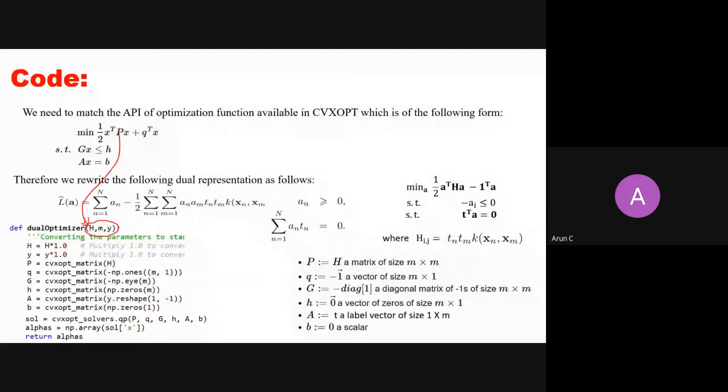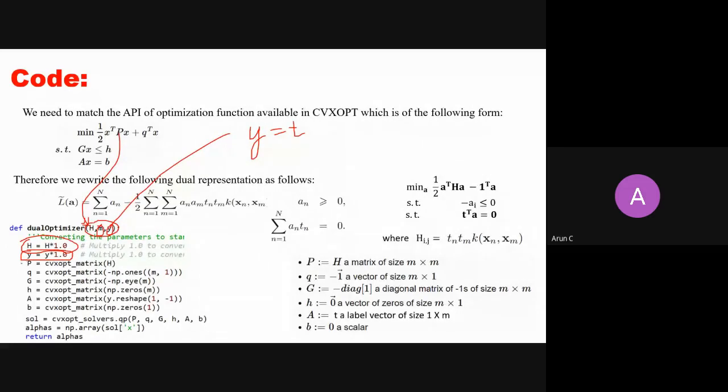How many vectors do you have, and what is your target label? So it is the T vector here. So Y is nothing but your target T, right? Y is nothing but the T vector, right? And here you are defining everything. So for H, you are just multiplying by 1.0 because you want to convert it into a floating point matrix, right? Then you are multiplying every Y by 1.0. That's why your target variable is converted into a floating point number.